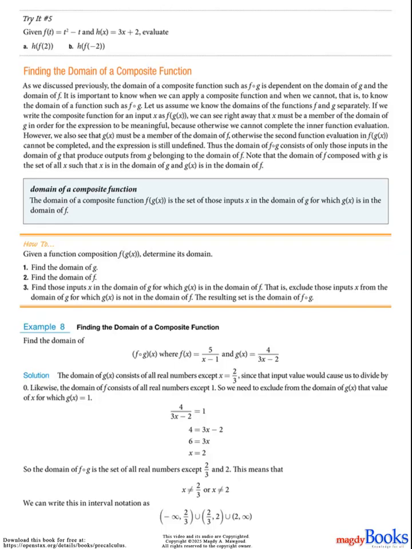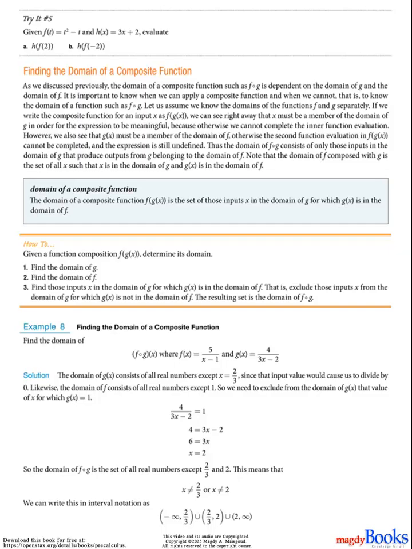How to: Given a function composition f of g of x, determine its domain. 1. Find the domain of g. 2. Find the domain of f. 3. Find those inputs x in the domain of g, for which g of x is in the domain of f. That is, exclude those inputs x from the domain of g, for which g of x is not in the domain of f. The resulting set is the domain of f composed with g.